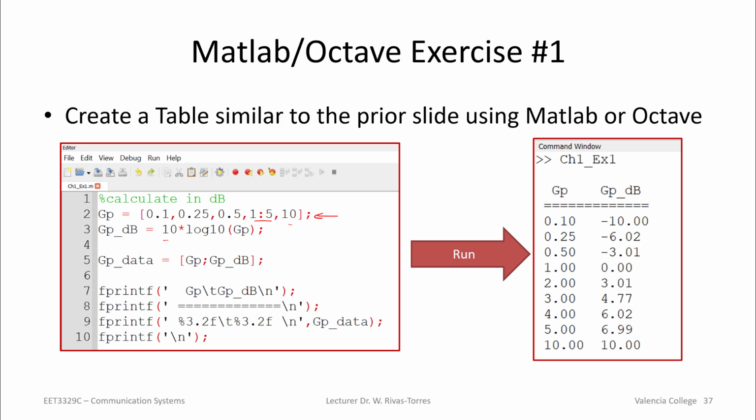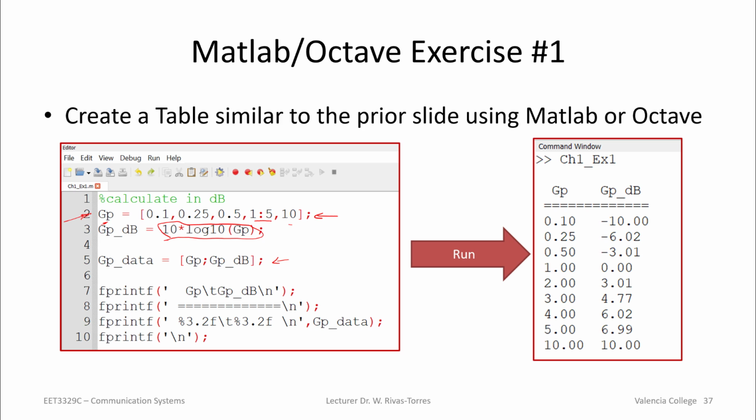Here is where I'm going to do the 10 log of the gain power, which is GP, which is right here, line number two. And then this line, line number five, what I'm doing there is I'm just creating an array with two columns. My table is going to have two columns, right? So I put GP, I put a semicolon in between them, and I call GPDB. That creates them as two column vectors in my array, right? So I have two columns of data.